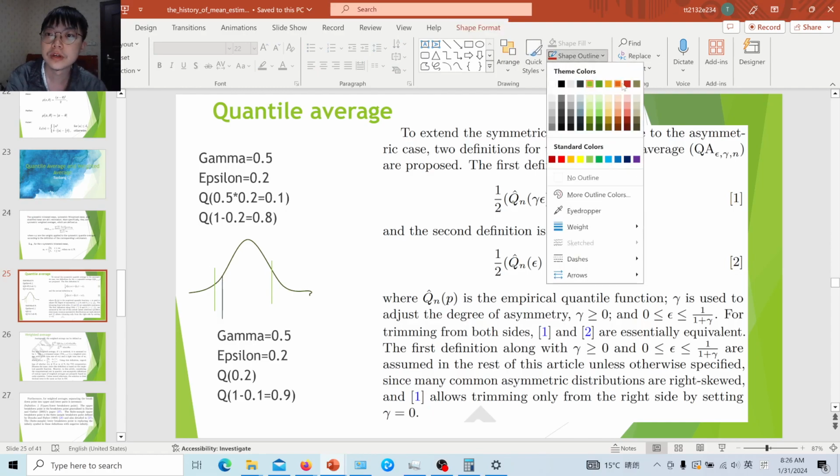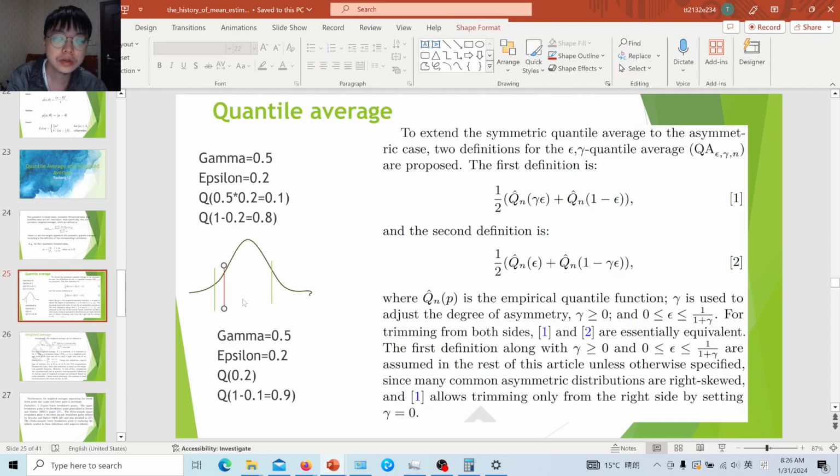We use a different color here, and then 0.9. So obviously, the second definition trims much less compared to the first definition for large values. The first definition is preferred in this article because many common asymmetric distributions are right-skewed, probably besides the beta distribution. And the first definition allows trimming only from the right side by setting gamma equal to 0, so the quantile will be quantile 0.